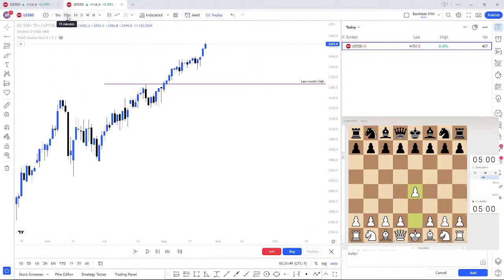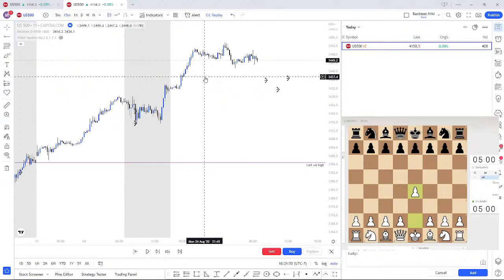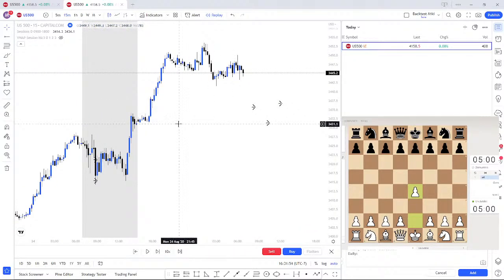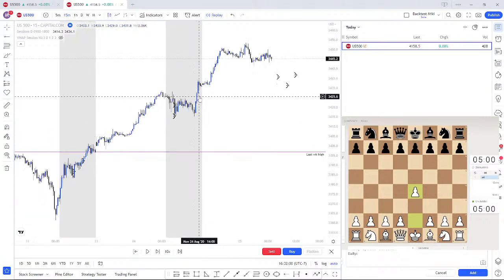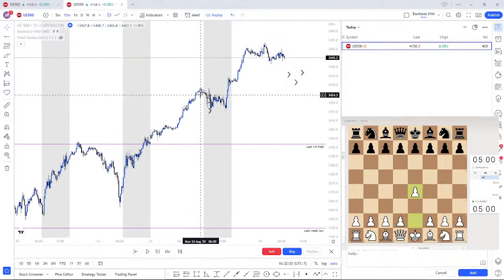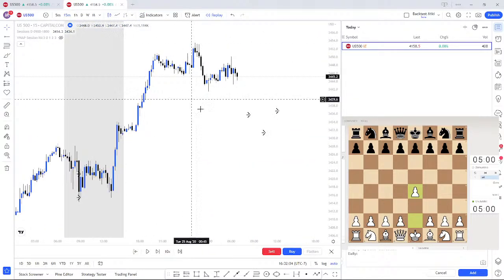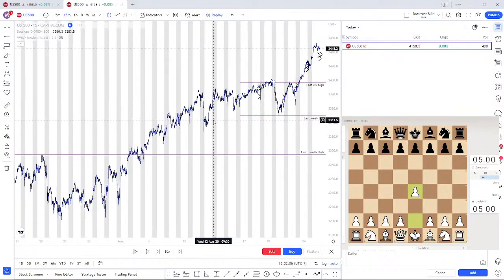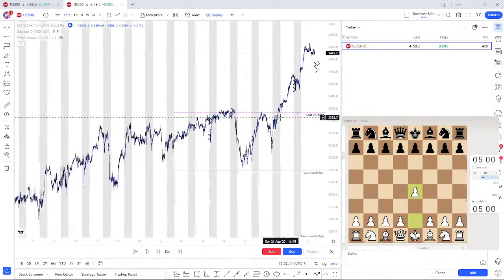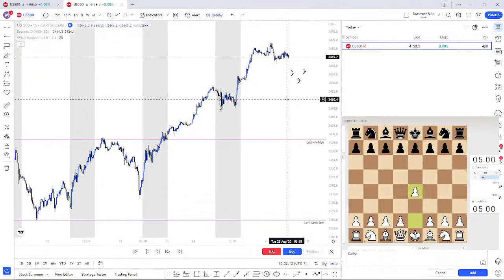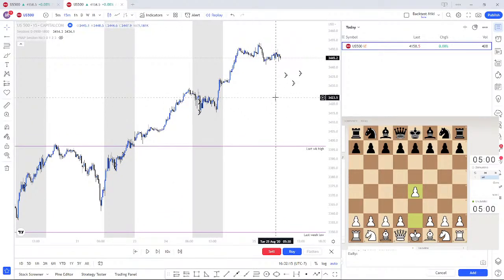All right, go to 15. Anything we need to know about? I mean, there was a pop from here. That's about it, really. We're already above the month high. Last month's high was all the way there in July. But right now we're still in August, so we're uptrending as we should be.